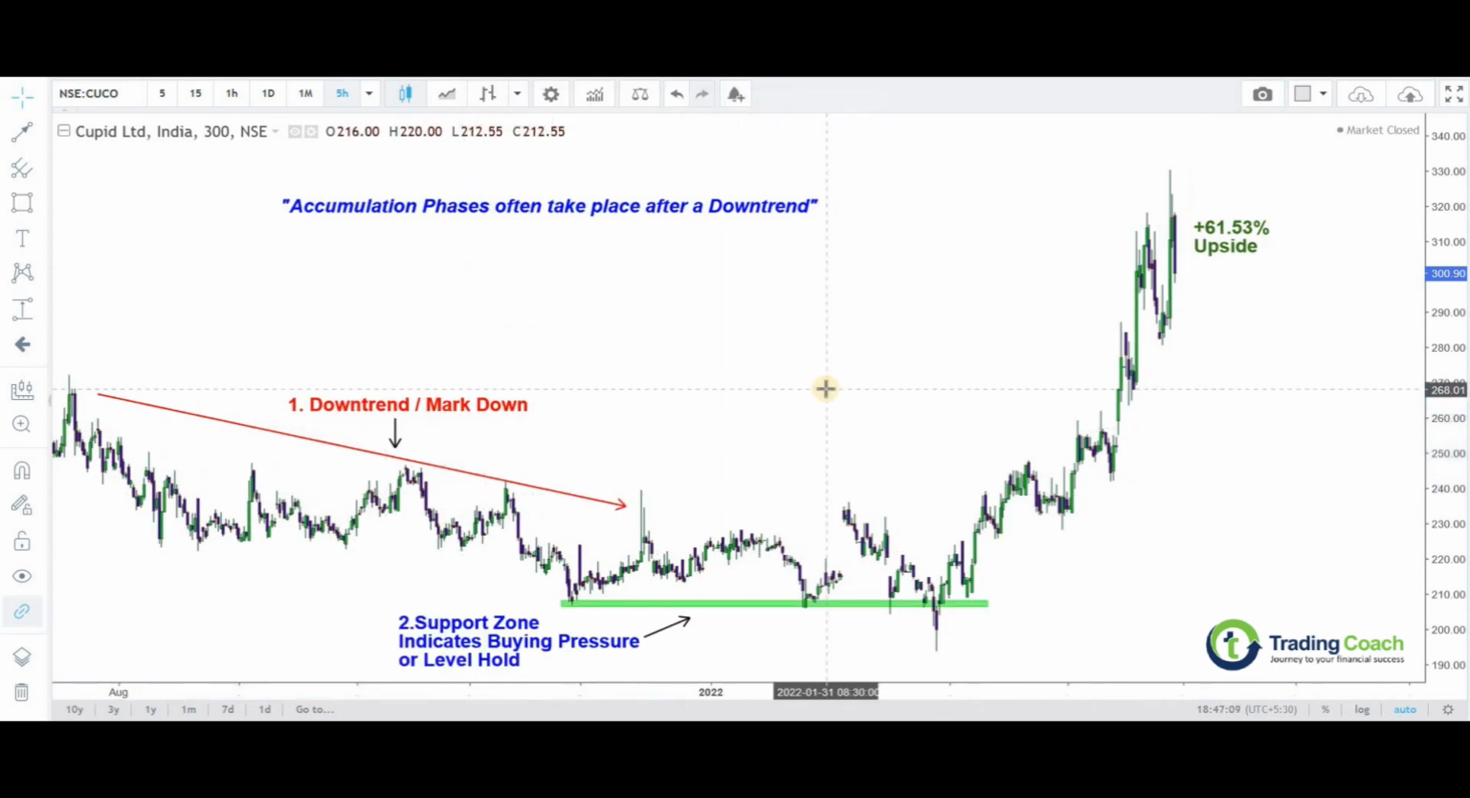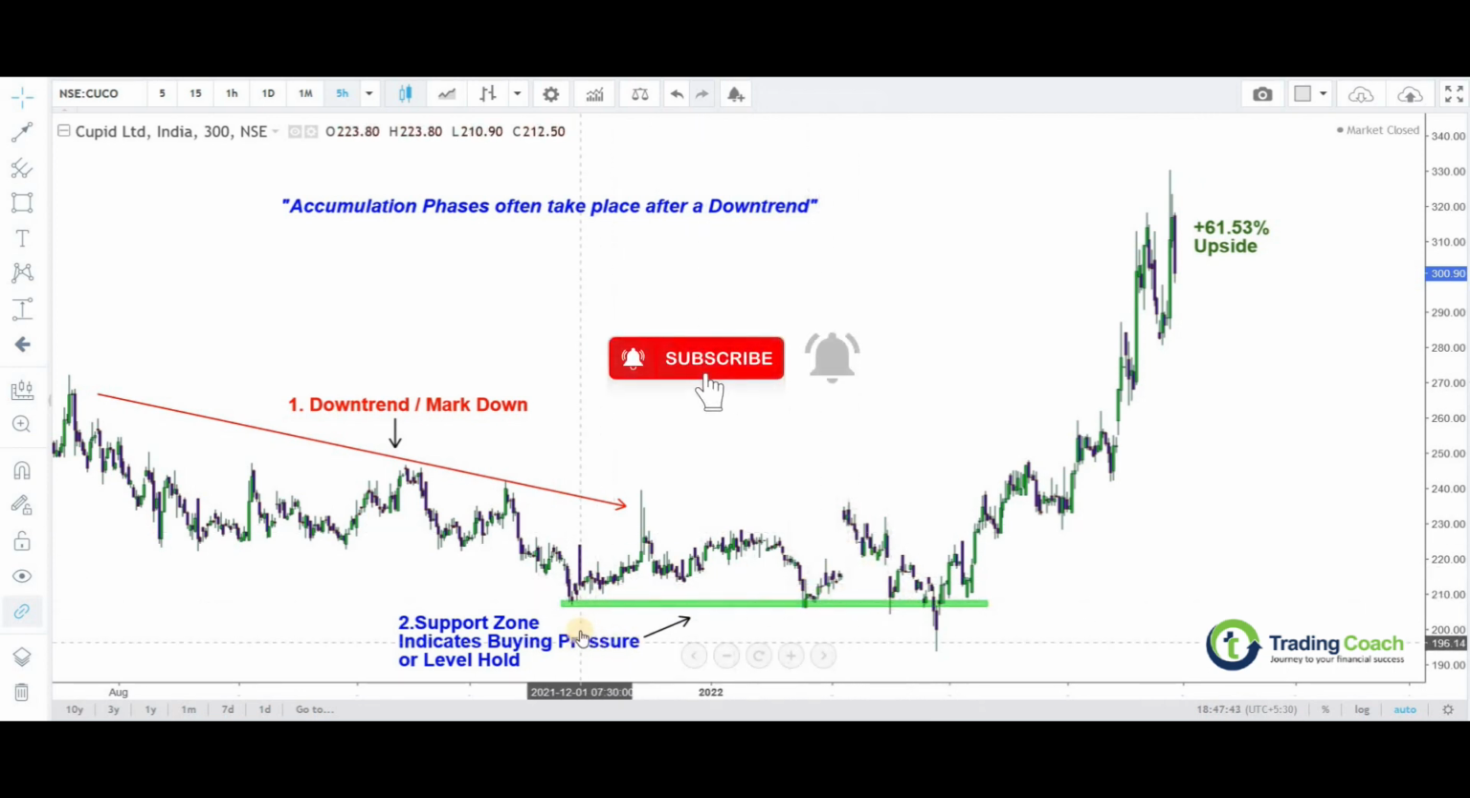And the second most important precursor, as we can see on the chart, is that we will have a nice support zone on the prices. If you look at the price action over here, you can see that we have a nice support zone, and you can notice that the buying pressure is holding very well at this particular support zone. This indicates a nice buying pressure, and the level is holding very well at this point. So this is the second most important precursor of an accumulation phase.